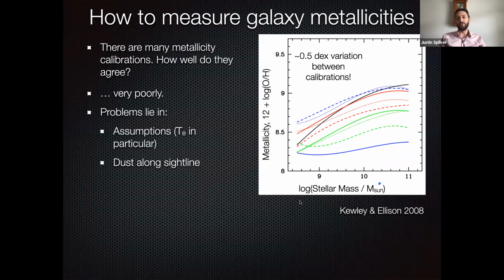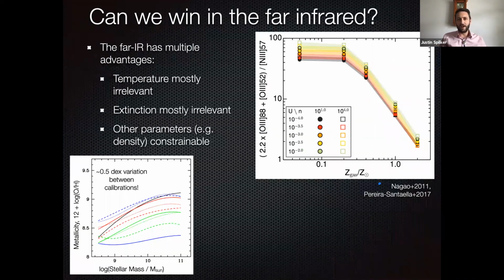So you have to, for example, assume the temperature of the electrons in an H2 region, or you're systematically affected by dust along the line of sight, which preferentially obscures or causes extinction for some of these lines, but not as much for others. And so I think that leads to a lot of the scatter that we see in these plots.